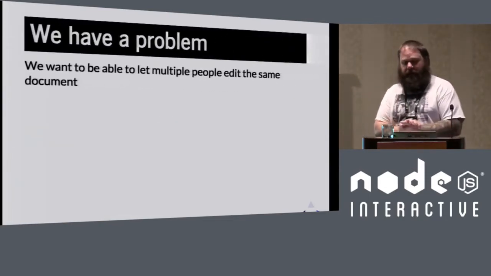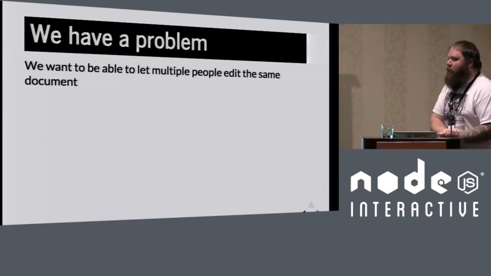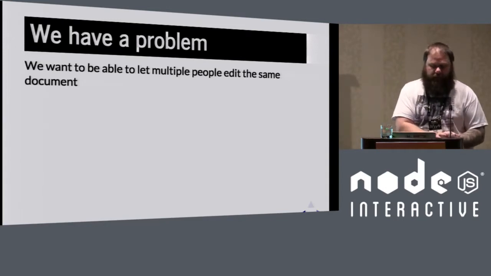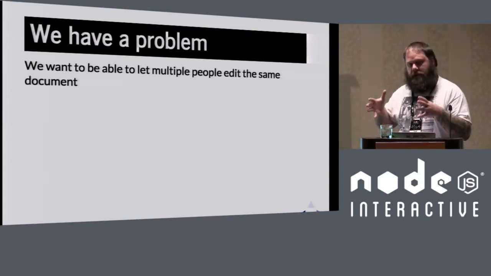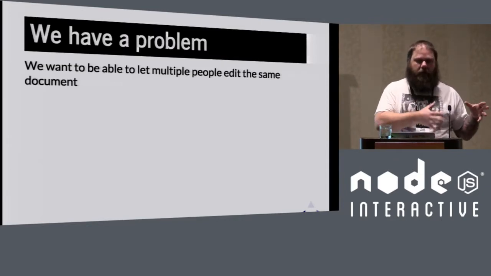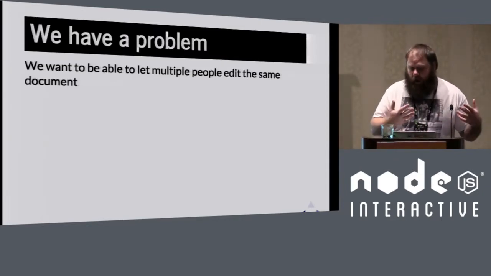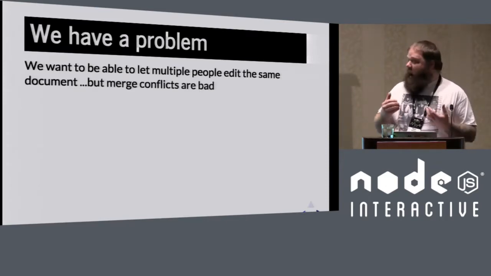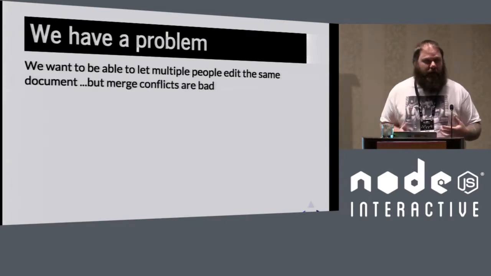What I'm here to talk to you about today, because we have a problem. What we do at Scripto is we make software for producing television shows. So the writers use us to write scripts, and then we automate some of the production details about how the show actually goes on air and gets filmed. So we want to be able to let multiple people edit the same document, but merge conflicts are really bad.